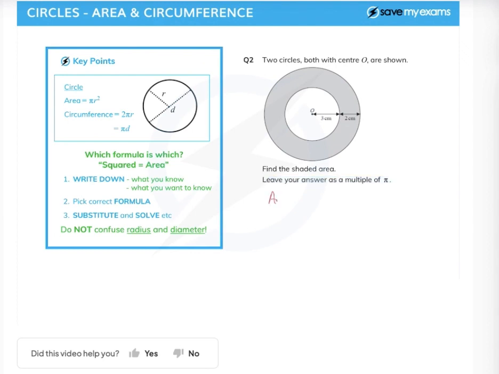Well, the area is going to be, and again, just telling the examiner what I'm doing is good, the area of the big circle minus the area of the smaller circle. And we know we're going to use pi r squared here. Do we know the radius of the big circle? Well, that's 3 plus 2, so that's 5 centimetres, and the radius of the little circle is 3 centimetres. So it's pi times 5 squared minus pi times 3 squared, which is 25 pi minus 9 pi. And if I've got 25 pi's and take away 9 pi's, I'm left with 16 pi's. And so there is my answer.